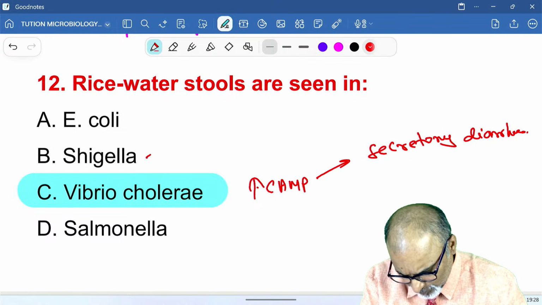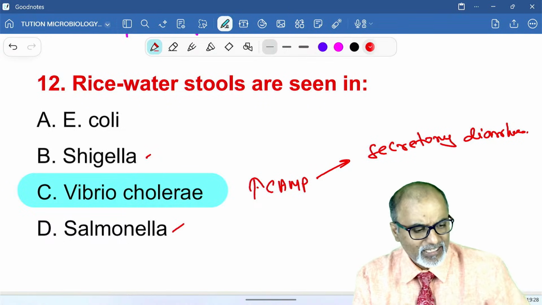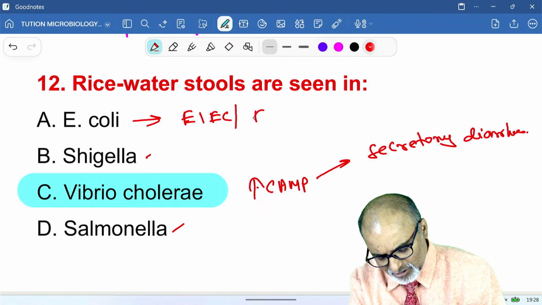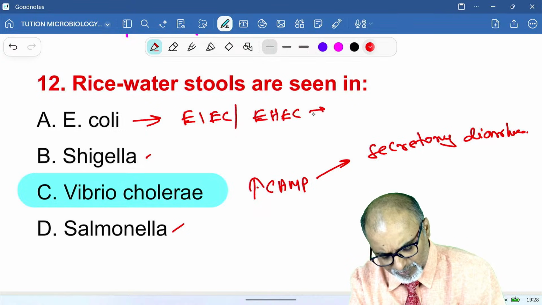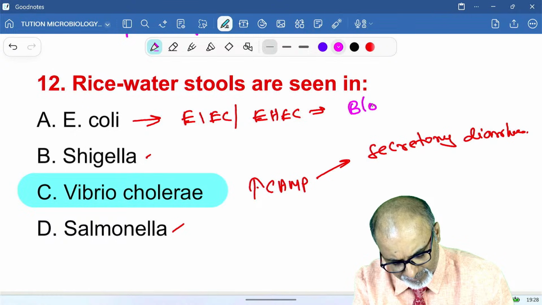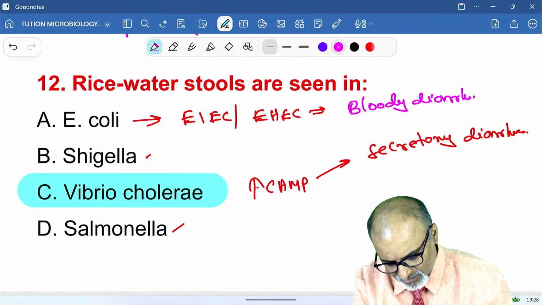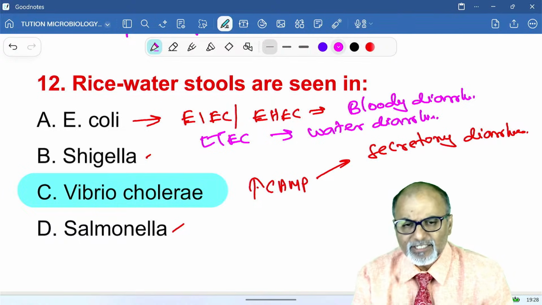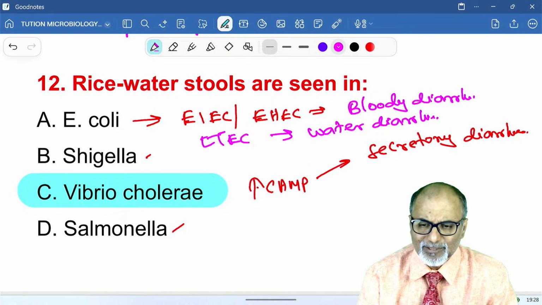Salmonella, Shigella usually produce bloody diarrhea. E. coli mixer. E. coli, for example, causes enteroinvasive E. coli, enterohemorrhagic E. coli. These people produce bloody diarrhea. Enterotoxigenic E. coli, cyclic AMP, watery diarrhea. Enteropathogenic E. coli, cholera infantum, looks like cholera.